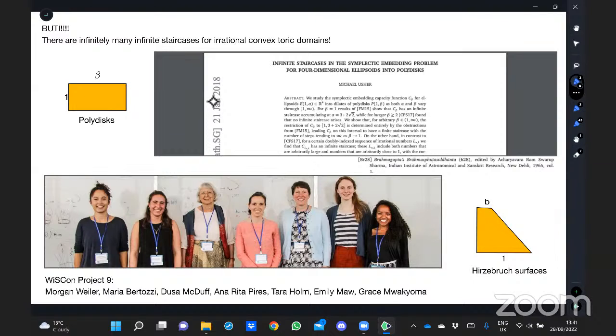But actually, Mike Usher found that there were infinitely many infinite staircases as long as you took an irrational convex toric domain. The convex toric domain that he focused on was a polydisk, so the shape is a rectangle with sides 1 and beta, where beta can be any real number. He found that there were infinitely many values of beta for which this polydisk had an infinite staircase in its embedding capacity function. And this was the first such result.